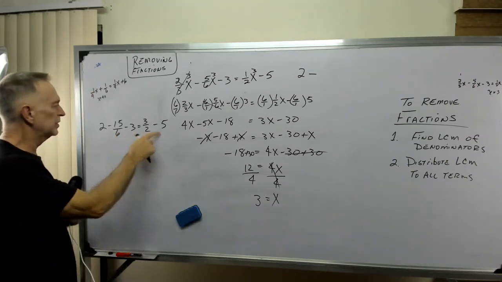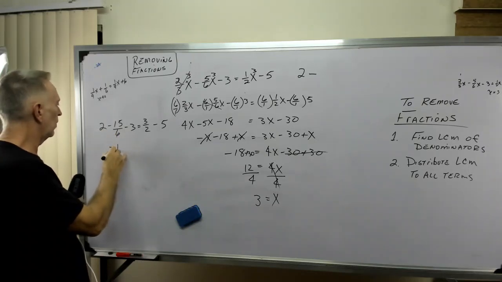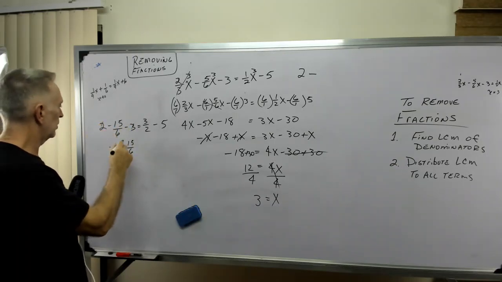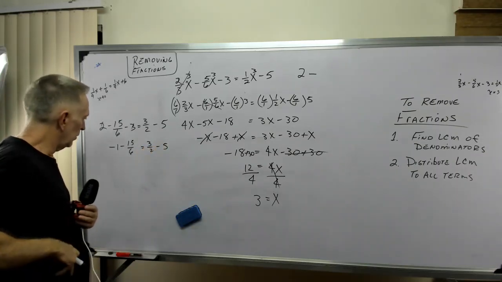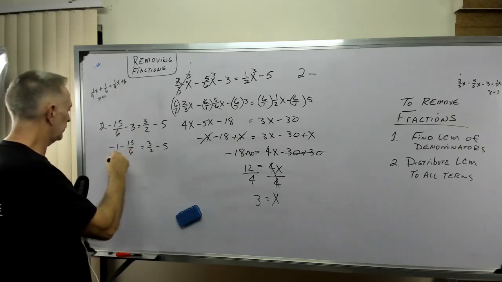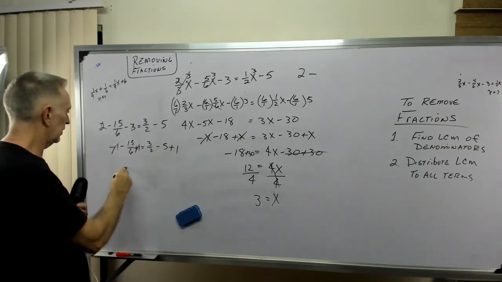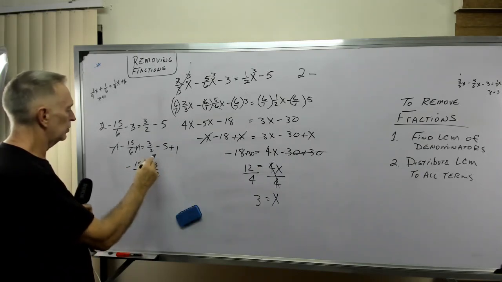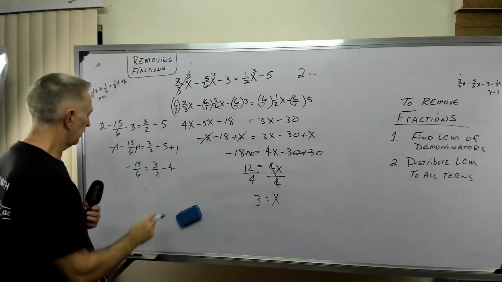Well, there are some terms I can work with at the moment. For example, 2 minus 3 gives me a negative 1 minus 15 over 6. So that took care of these two terms. And that equals 3 over 2 minus 5. Let me get the 1 over there. So I'm going to add 1 to both sides. So that takes care of the negative there. So I now have a negative 15 over 6 equals 3 over 2. A negative 5 plus a positive 1 gives me a negative 4.